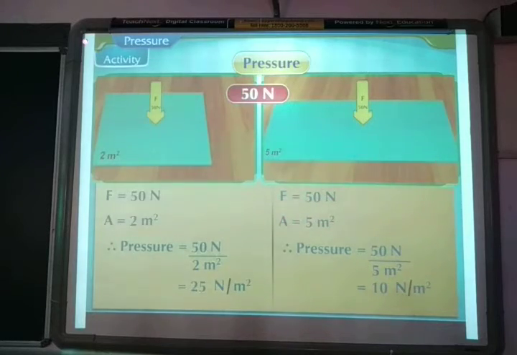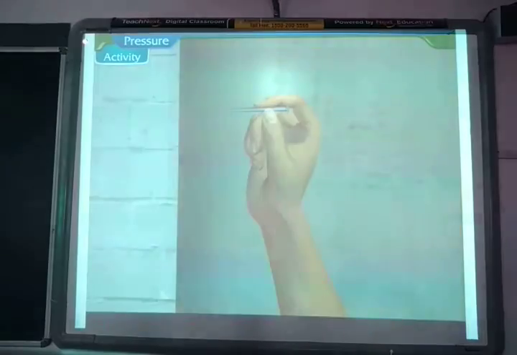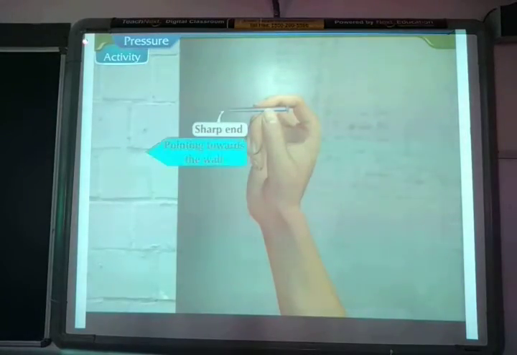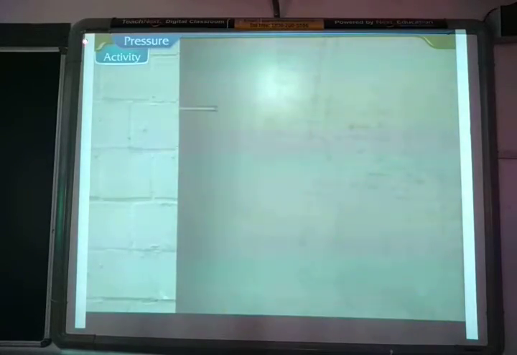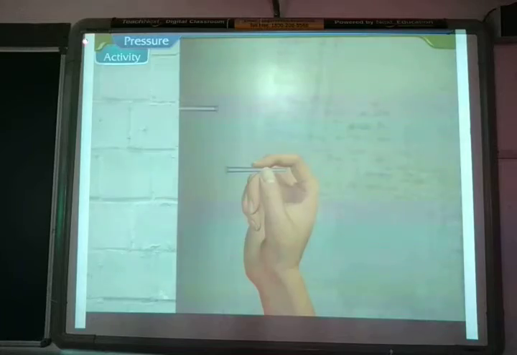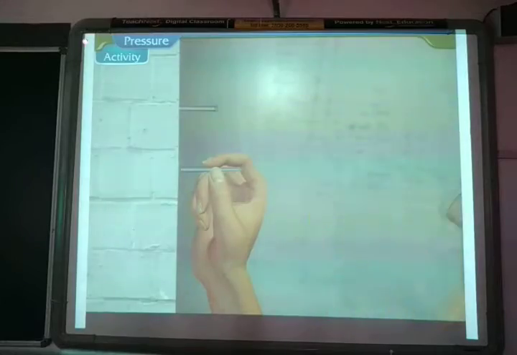Let us perform an activity to understand this further. Take 2 identical iron nails. Place one of the nails with its sharp end pointing towards the wall. Try to hammer it into the wall. Now, take the other nail and try to hammer it with its flat end facing the wall. Could you do it? No, you couldn't.